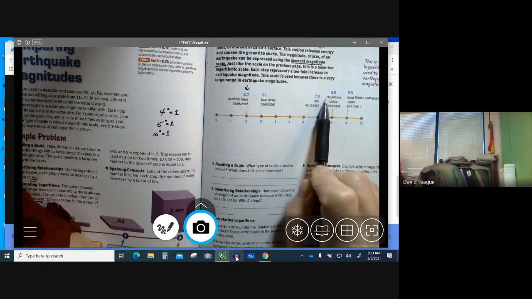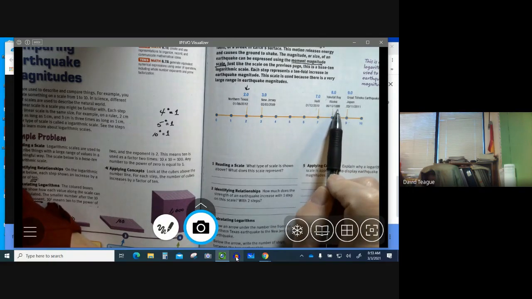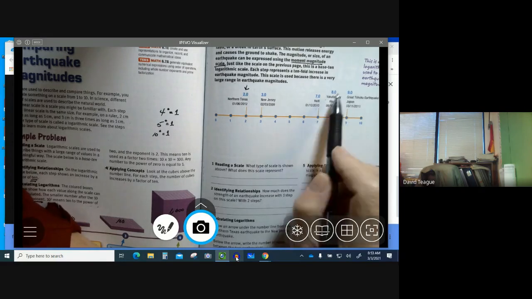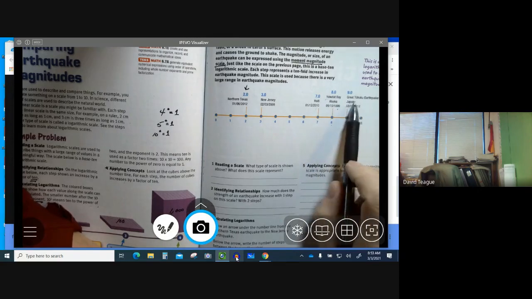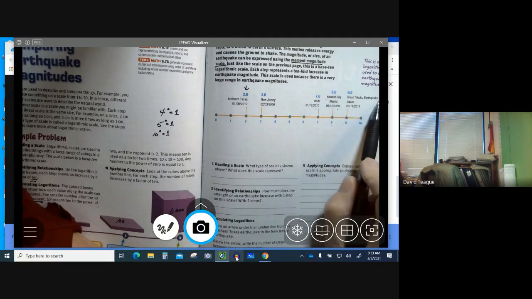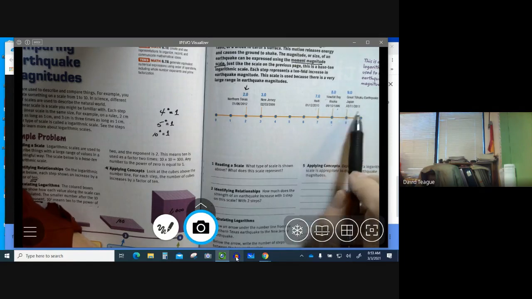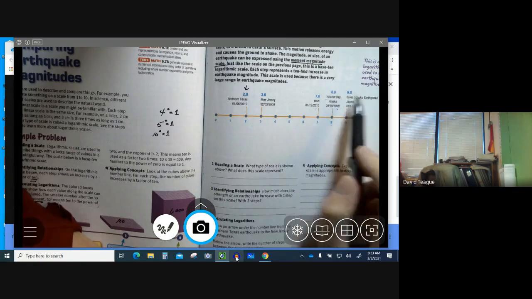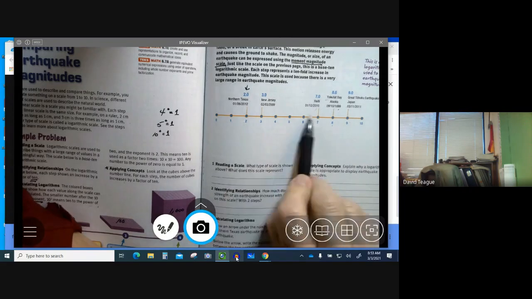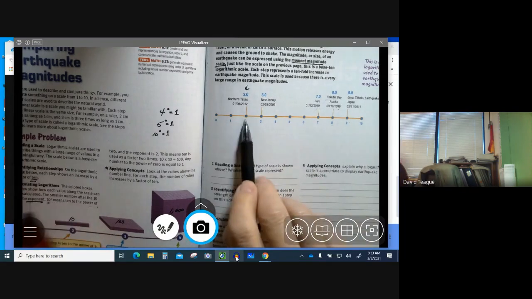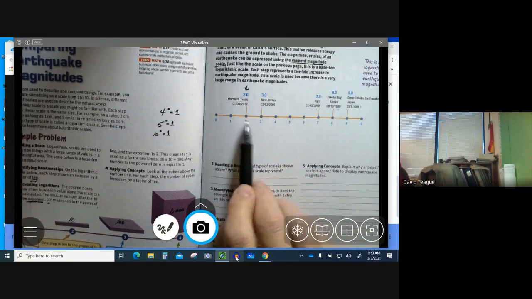And then this is Yakutat Bay in Alaska. This was in 1899. That's a pretty long time ago. That was an 8.0 earthquake. And then the Great Tohoku earthquake, and this was in Japan in 2011. That was a 9.0 earthquake. So you can see there's a huge difference, and each time it jumps by a factor of 10, right?